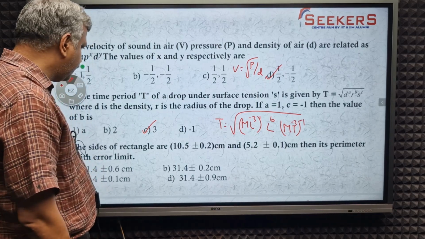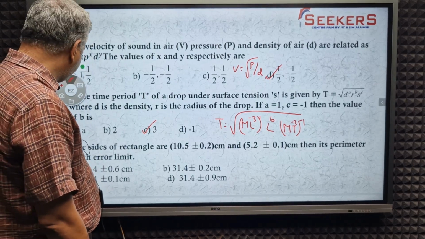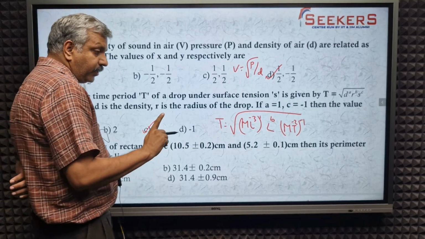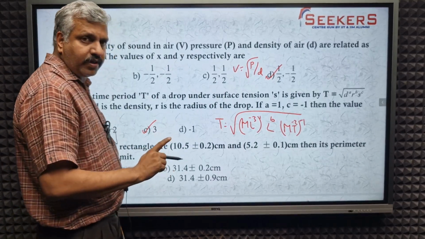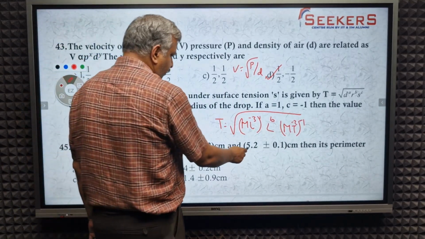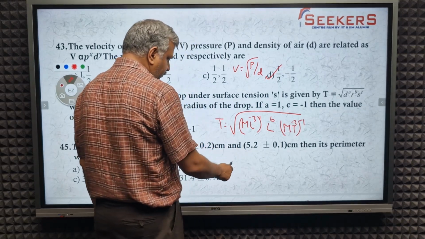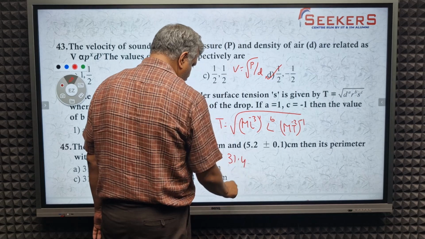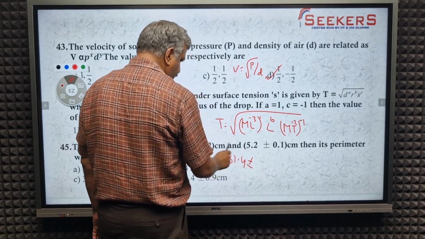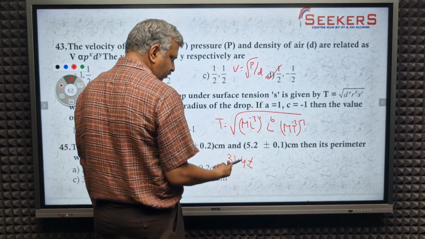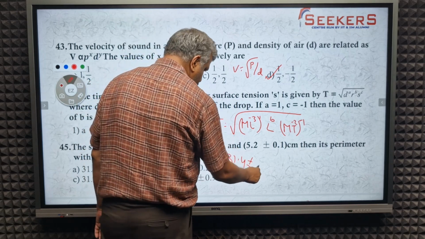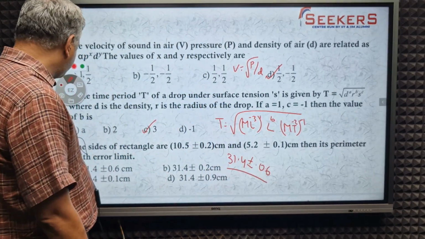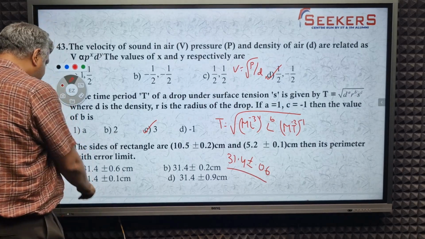The sides of a rectangle are given, then its perimeter within error limits is how much? So perimeter is basically the sum. Whenever you add physical quantities, the absolute errors get added. So it will be 10.5 plus 5.2, so that is 15.7 into 2. So 15.7 into 2 will be 31.4, and it will be plus minus 0.2 and 0.1 will give you 0.03. 0.03 into 2 will give you 0.06. So the answer should be 31.4 plus minus 0.06. So option A is the right one.